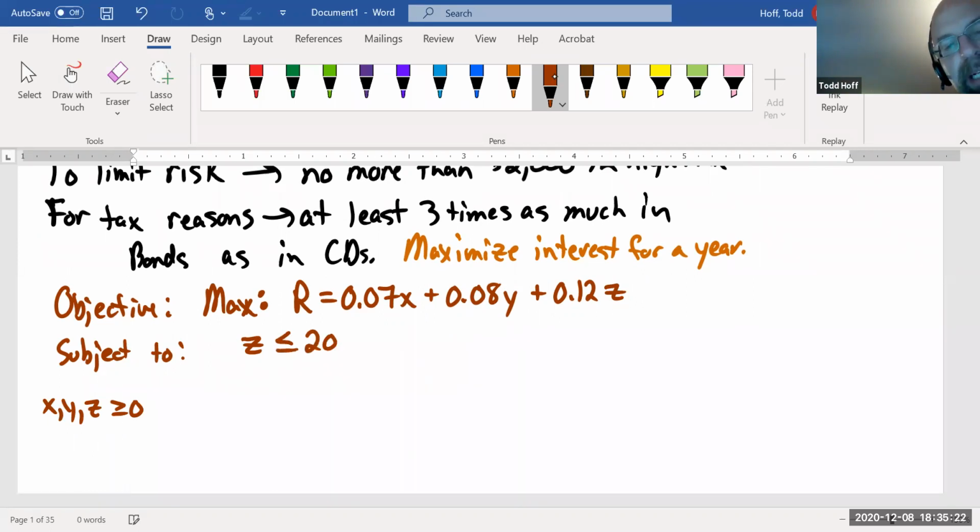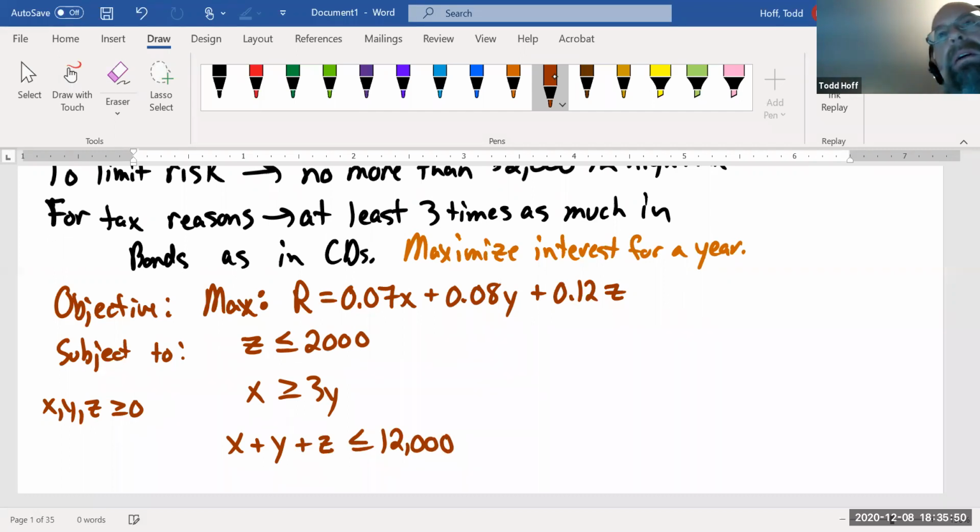It's stated that Z has to be less than or equal to $2,000. We can't put more than $2,000 in the high risk account. It's stated that X needs to be greater than or equal to 3Y. We're going to adjust this equation in just a little bit. And we know X plus Y plus Z is less than or equal to $12,000. We don't have to invest it all, but we're not going to get anything out of it if we don't invest it.